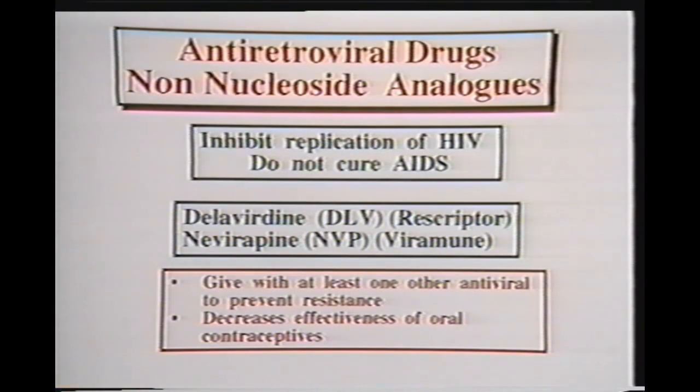The non-nucleoside analogs are another category of the antiretrovirals. Again, the same cautions, they don't cure AIDS. Notice the drugs have a VIR in the trade name, don't they? Delavirdine, Rescriptor, and Viramune even has one in its trade name. This particular group is almost always given with other drugs so that resistance does not develop as quickly. Protease inhibitors. Again, you've got VIRs in the names that are going to be clues to you that these are antiviral medications.